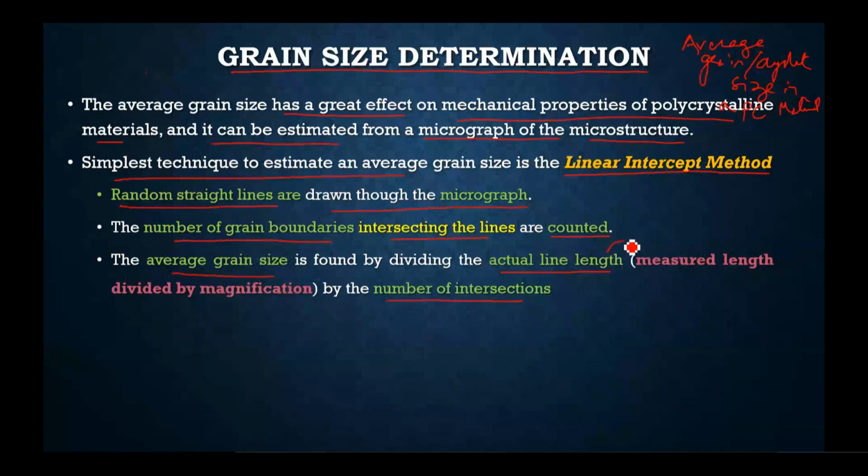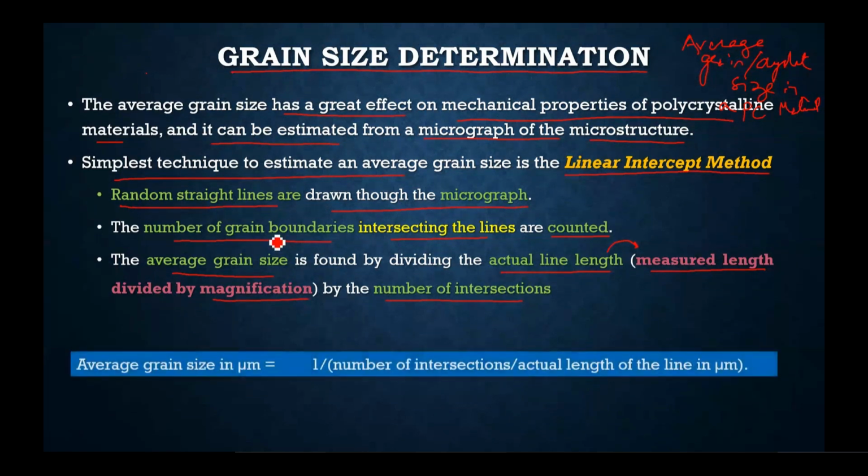And how do you calculate the actual line length? You divide the measured length by the magnification at which you are looking. Things will become clearer when we look into the example itself. So average grain size in micrometer is essentially the actual length of the line in micrometer divided by the number of intersections.